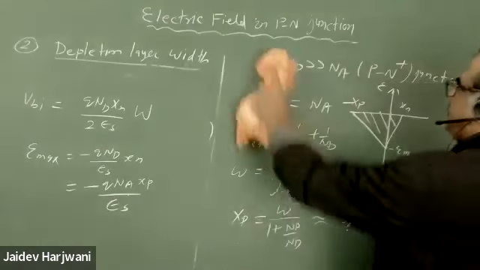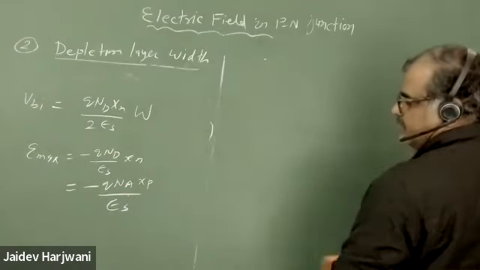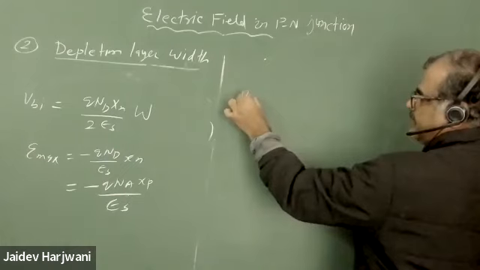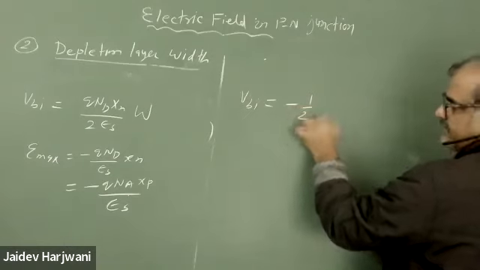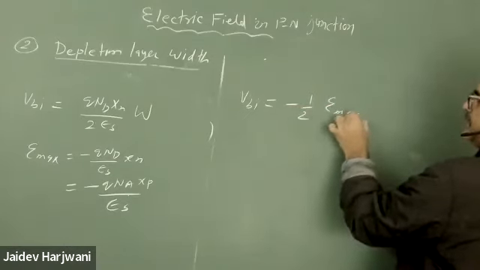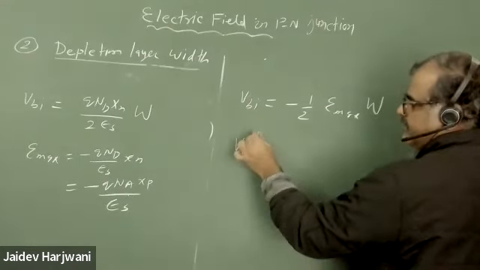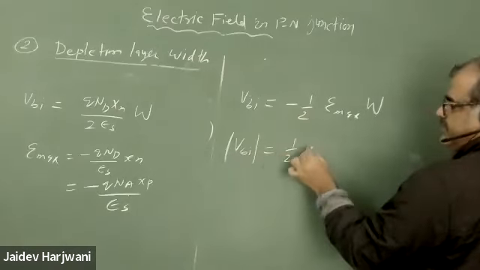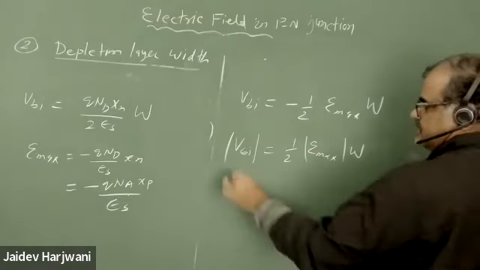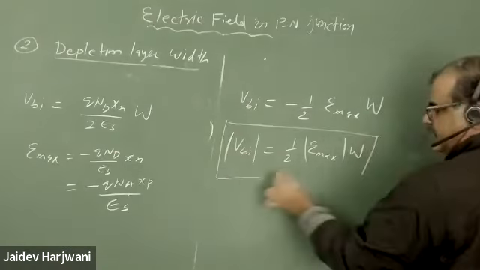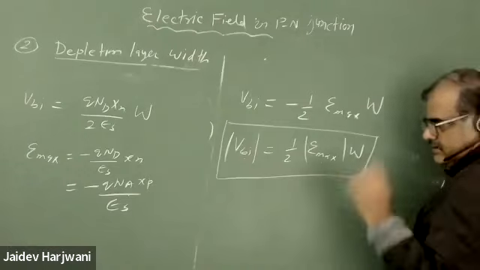So if I put this value here, what I get is VBI equals minus half Emax times W. And if I only take the magnitude of VBI, this becomes half Emax W. So this is one more formula, the relation between built-in potential, maximum electric field, and width of the depletion layer.